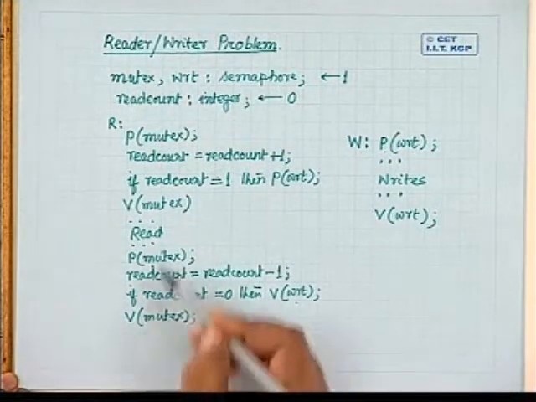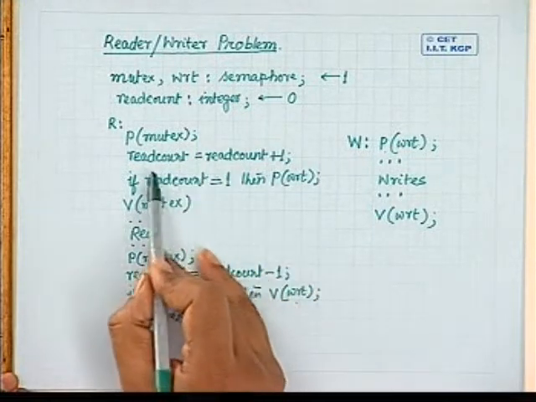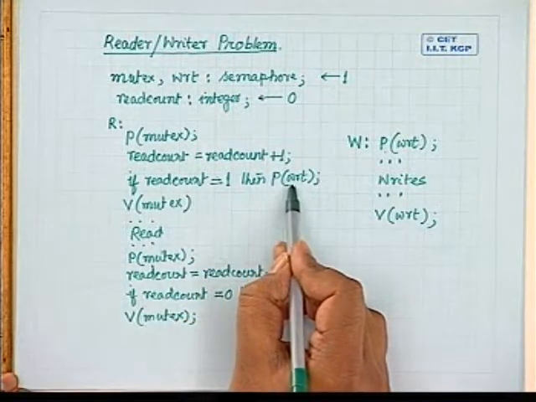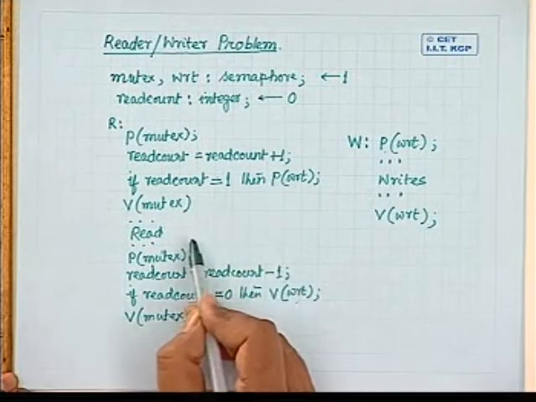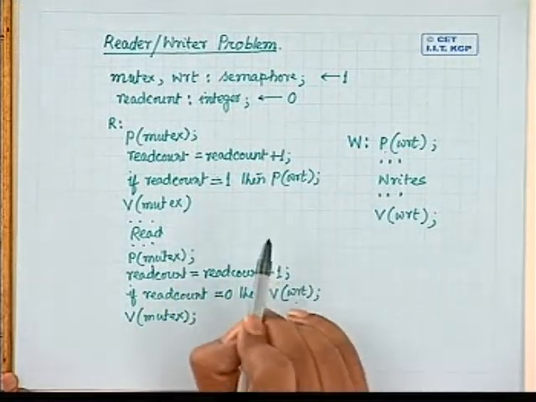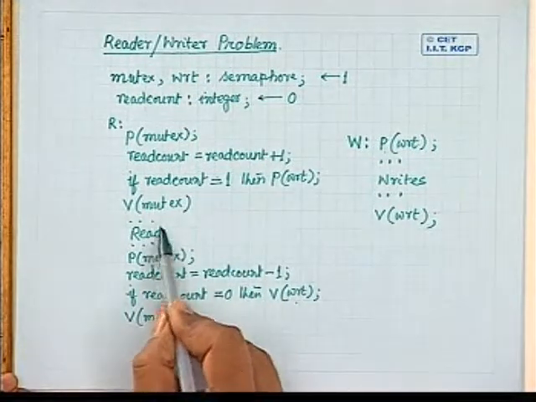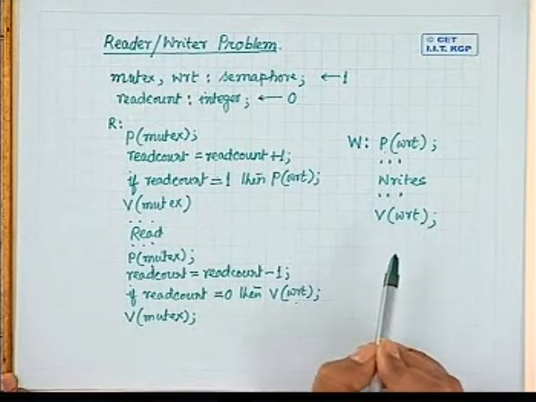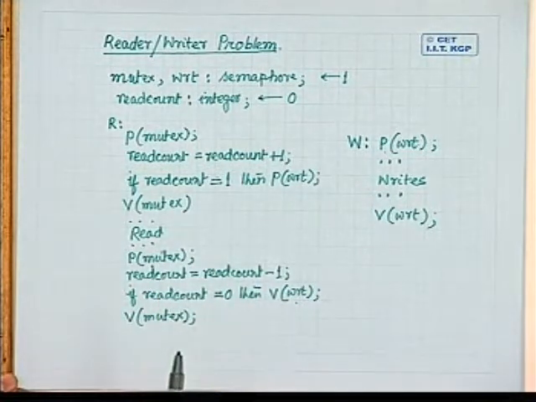Okay. So find that this mutex semaphore variable ensures mutual exclusion of this read count variable, whereas this semaphore variable write ensures that whenever there is any reader process performing read on the file, no writer process is given access to the file. However, more than one reader process can read the content of the file. Similarly, if there is any writer process trying to write into the file, no other reader process or writer process will be given access to the file.